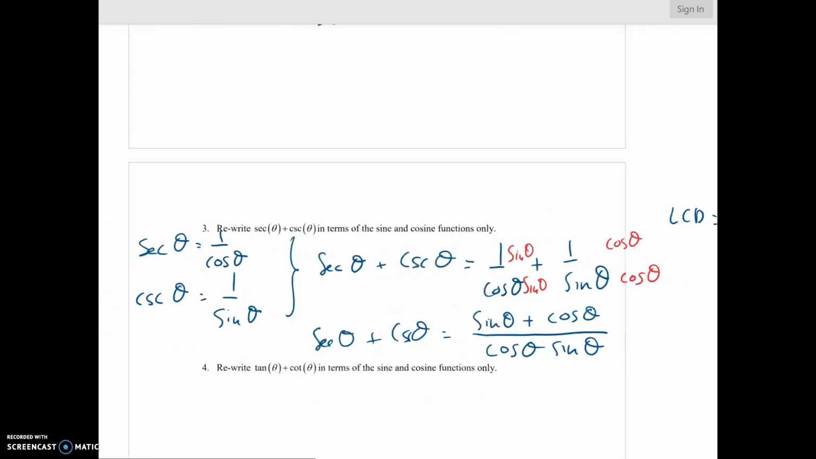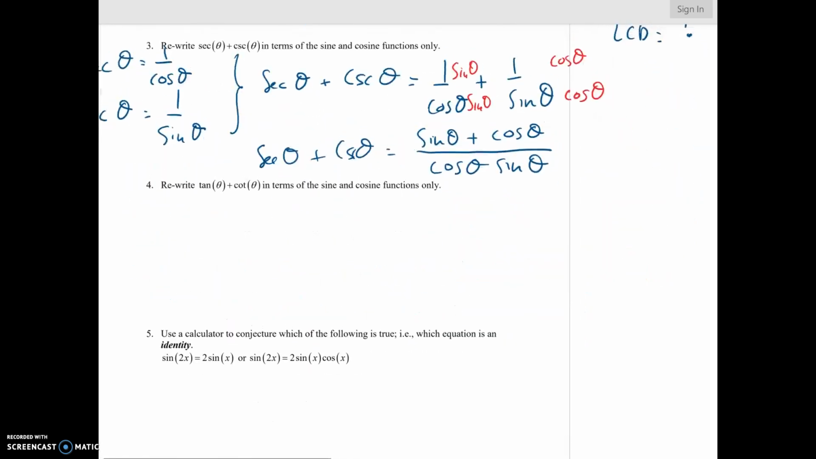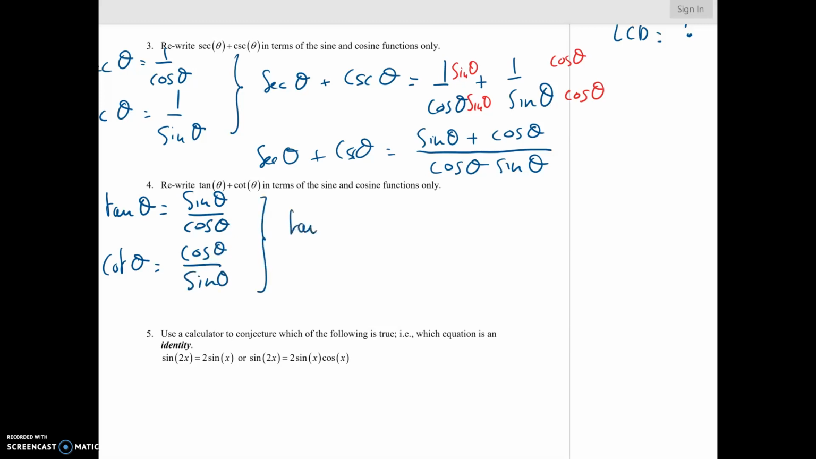All right, so we write the tangent theta plus cotangent theta in terms of sine and cosine. Well, it's going to be the same idea. First of all, you are going to say tangent theta equal sine over cosine, and cotangent, it is cosine over sine. So therefore, when you are going to try to express tangent theta plus cotangent theta, it's going to be sine over cosine plus cosine over sine.